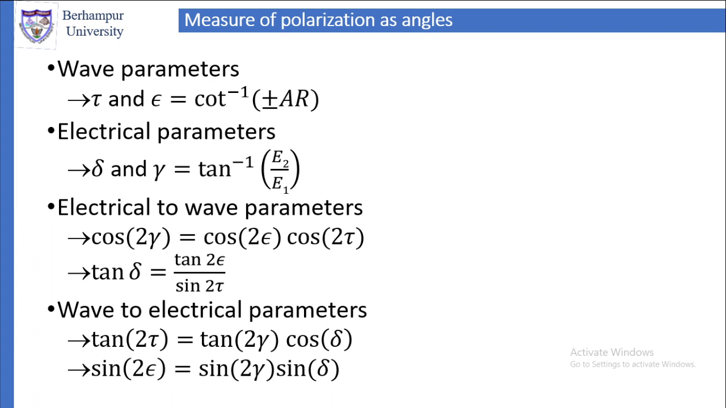Cos 2 gamma is equal to cos 2 epsilon into cos 2 tau. Tan delta is equal to tan 2 epsilon by sine 2 tau. Tan 2 tau is equal to tan 2 gamma cos delta. Sine 2 epsilon is equal to sine 2 gamma sine delta. Just remember this.